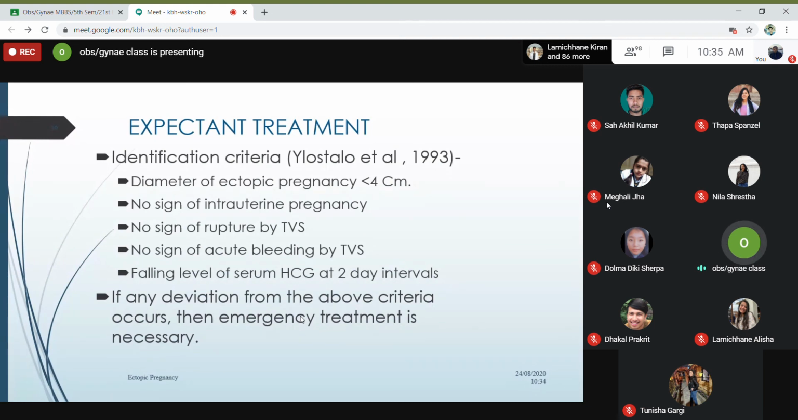So what is the criteria? The diameter of the ectopic pregnancy should be less than 4 centimeters. There should be no sign of intrauterine pregnancy. It should not be ruptured, so there should not be any intraperitoneal collection and no sign of acute bleeding, there should be a falling level of serum beta HCG, and no cardiac activity in the gestational sac. If there is any deviation from the above, then you have to go for whatever is next, surgery or medical treatment.